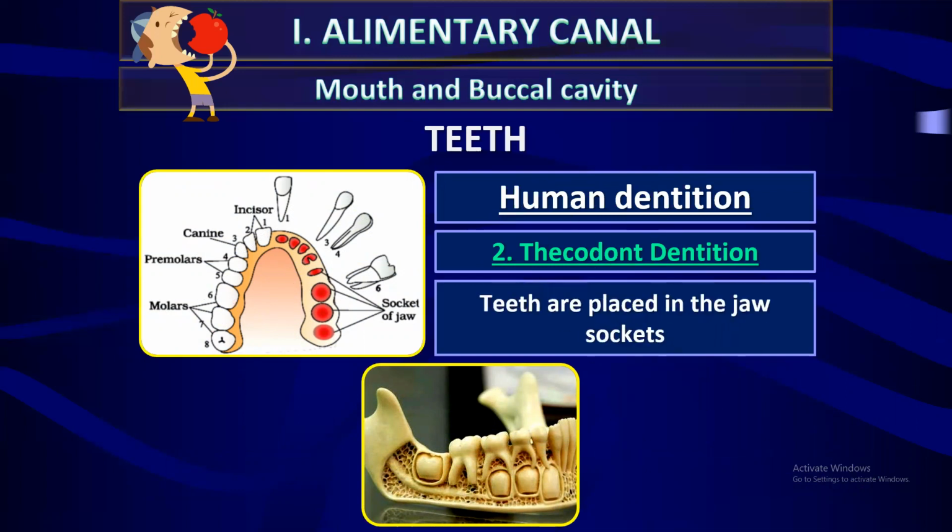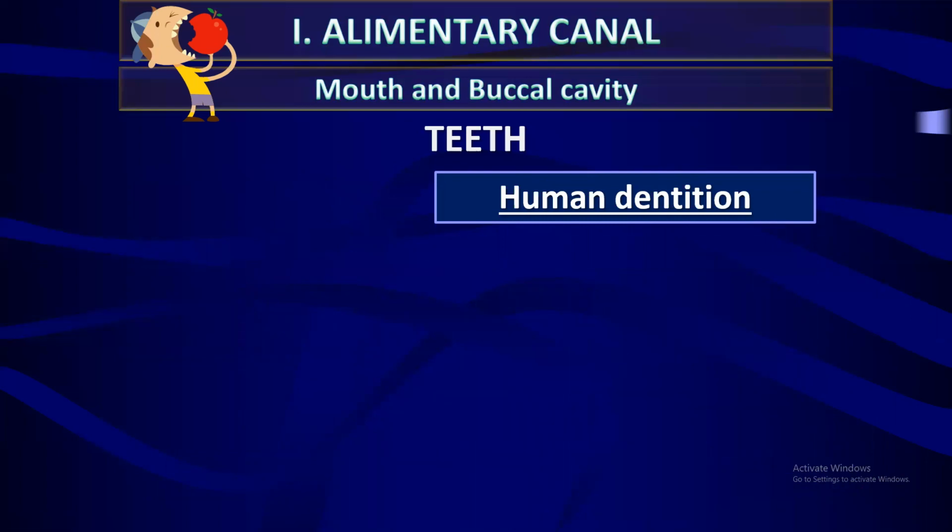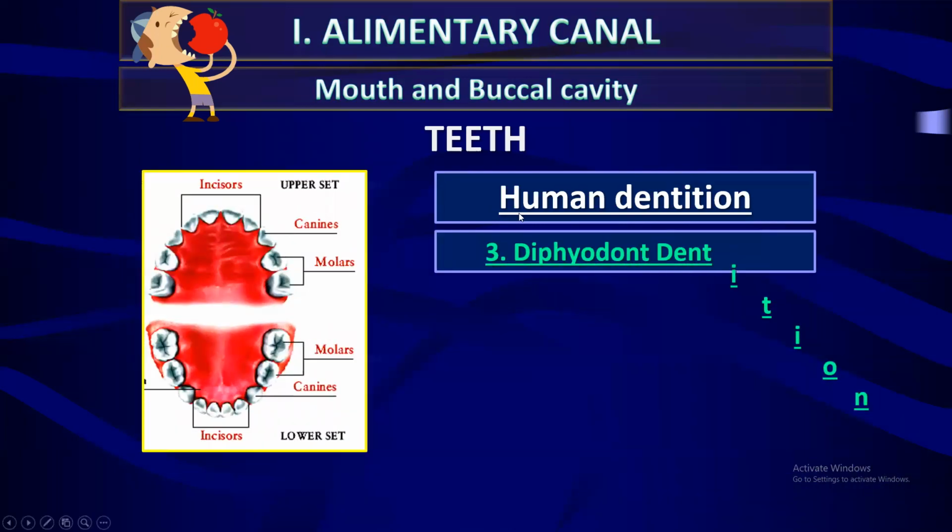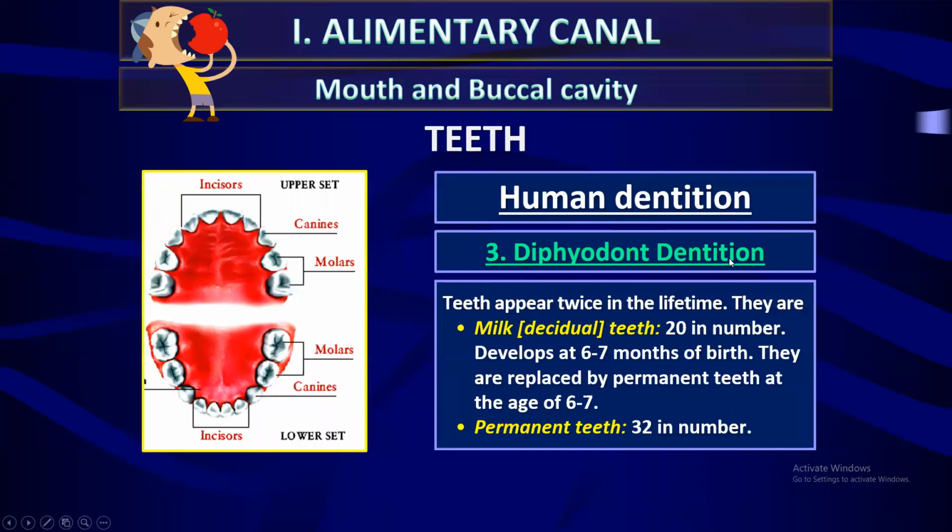What is thecodont? Teeth are placed in the jaw sockets, that is, placed in a cavity. Those cavities are called sockets, and such teeth are called thecodont. Human dentition is heterodont, thecodont, diphyodont. What do you know about diphyodont? Human dentition is commonly called diphyodont, meaning teeth appear twice in a lifetime. They are milk teeth and permanent teeth.